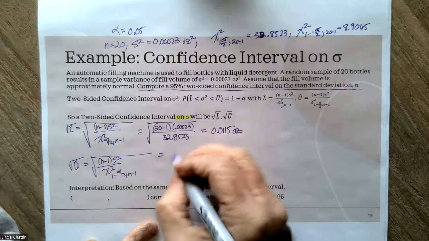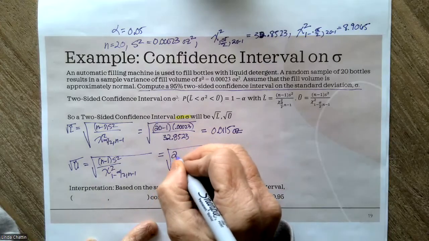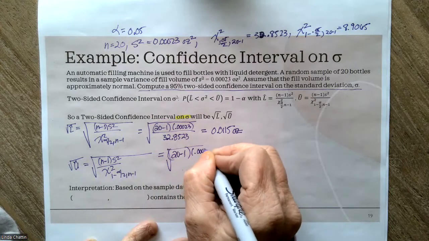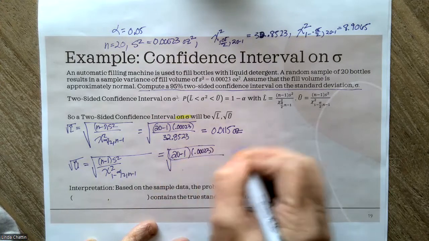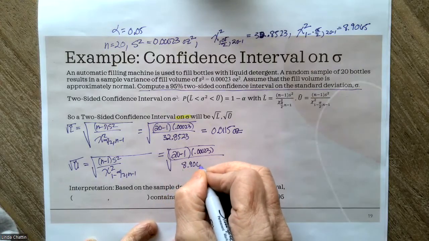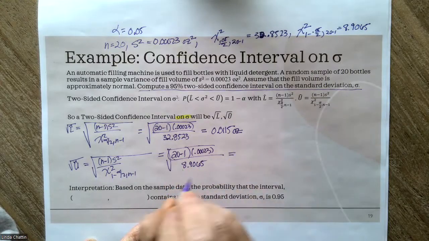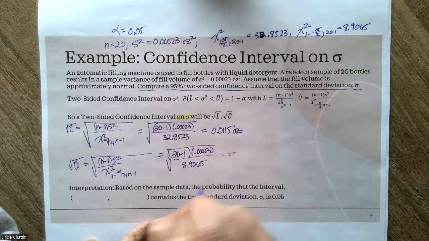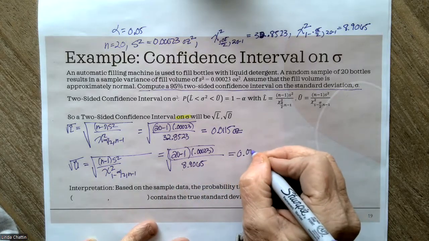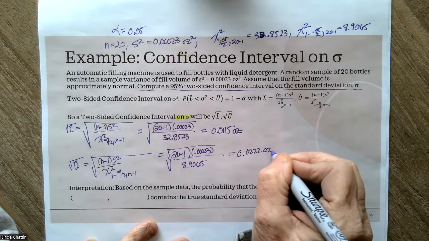And if I plug these in, I'm going to get 20 minus 1, times 0.00023, divided by this value here, 8.9065. If everything goes well and I take the square root of all of that, I will get 0.0222, and that will also be in ounces.